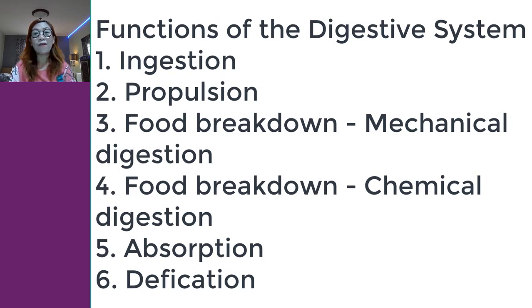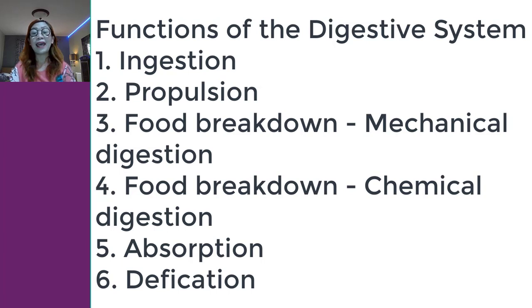The fourth function of the digestive system is food breakdown by chemical digestion. The sequence of steps in which large food molecules are broken down into their building blocks by enzymes is called chemical digestion. Another function, the fifth function of the digestive system, is absorption.